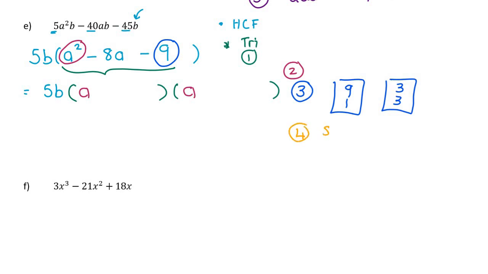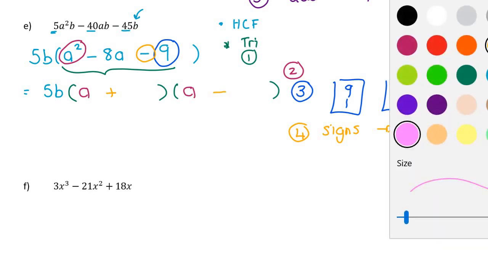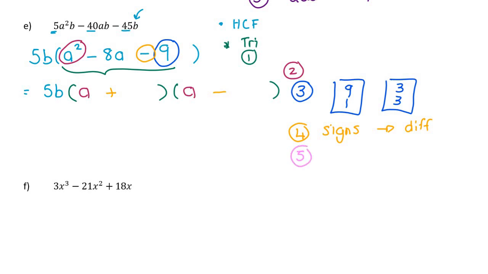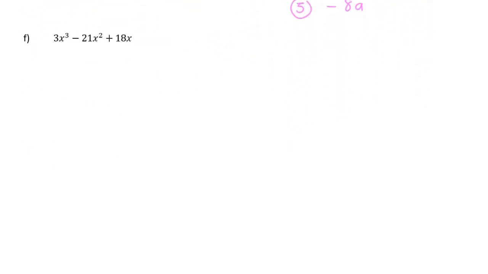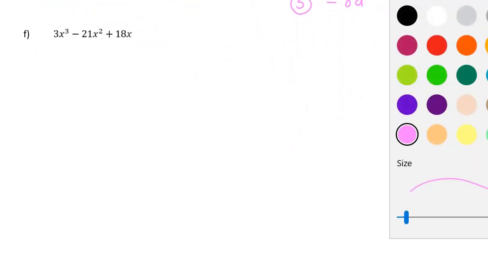Fourth step is if I have a look at my signs, my negative 9 tells me my signs need to be different. So I don't know who's going to get the plus and who's going to get the minus, but they are different. And so finally I say to myself, how am I going to get minus 8? Definitely 9 and 1, and it's minus 8. So I think the 9 must be a minus and the 1 must be a plus. Great. Hopefully this is getting better and better. Right, on to question F.